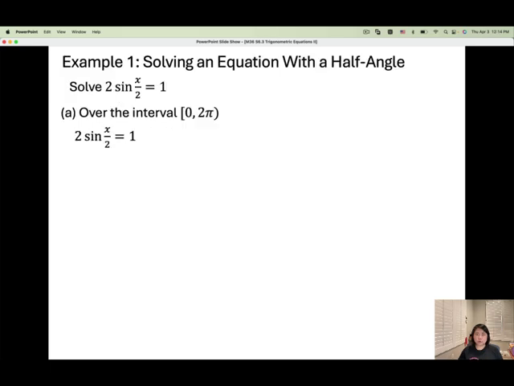Let's look at this example. Solving an equation with a half angle. We have 2 sine x over 2 equal to 1, given that x is between 0 and 2 pi.